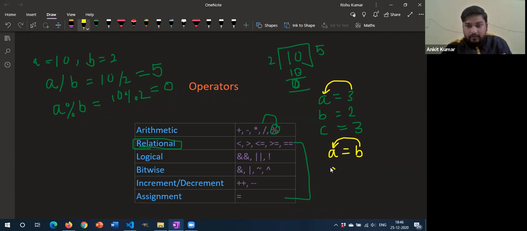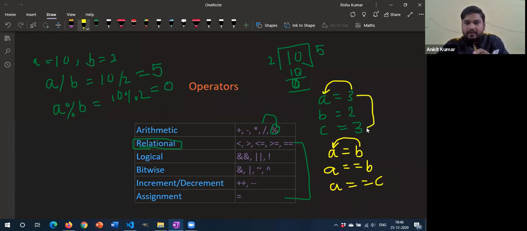But what if you would have used A double equal to B? Now this will not give you some value printed on your screen. It means that you're comparing: is A equal to B? No, it is not. If it is not, it means false, so it will give you false. But if I would have written A double equal to C, both of them are 3, so they are equal. I'm checking whether they are equal or not. So yes, they are equal, and you get true. Likewise, we have other operators as well, and we'll discuss everything today.